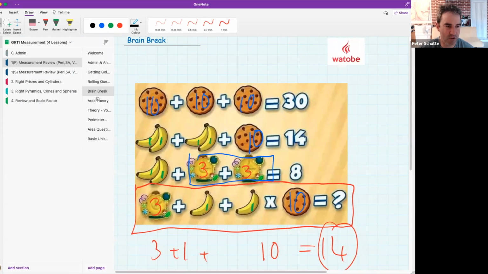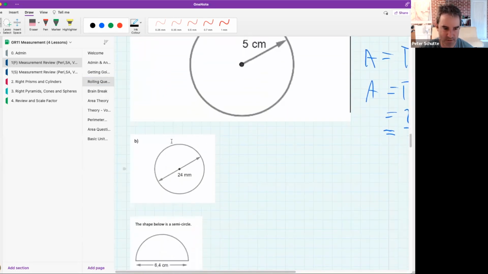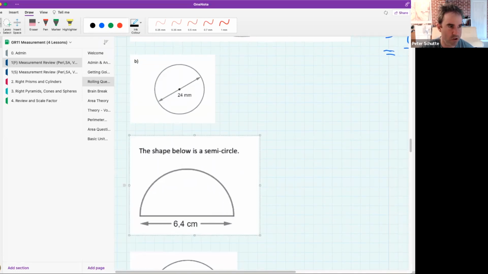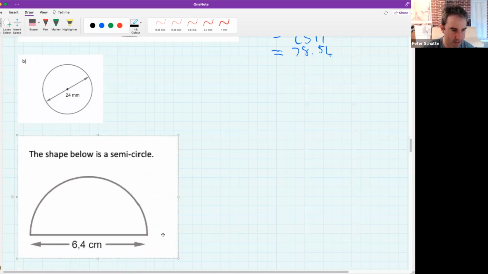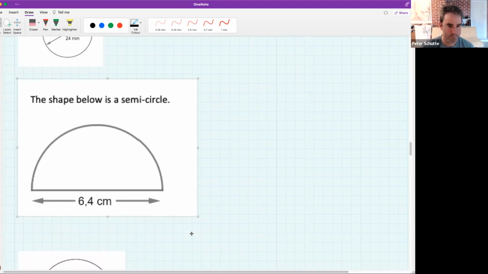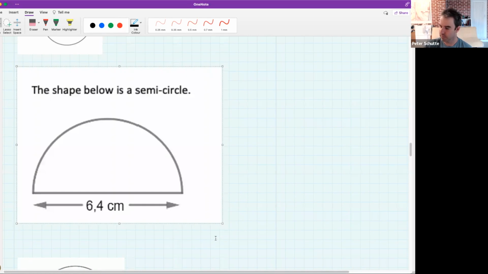Okay, so let us go back to what we were doing and finish off the lesson with some stuff on area. I want you to work out for me the area of this semicircle. Find me the area of this semicircle using what you've learned earlier in the lesson.